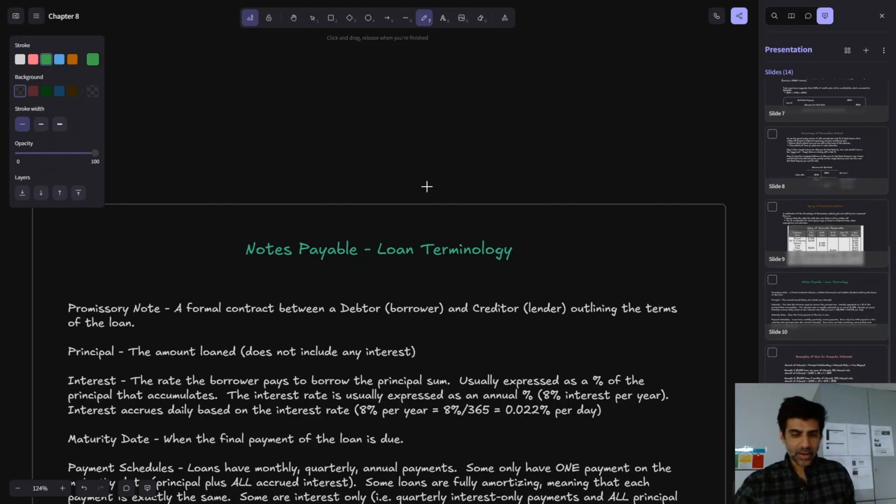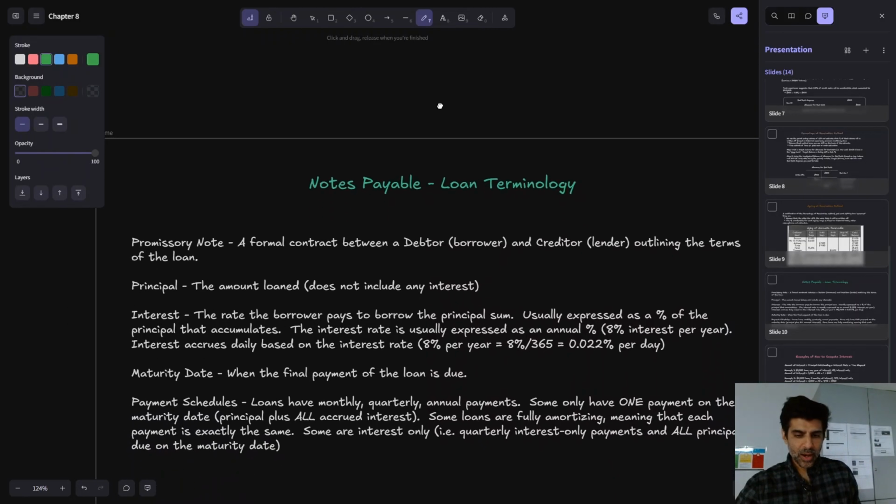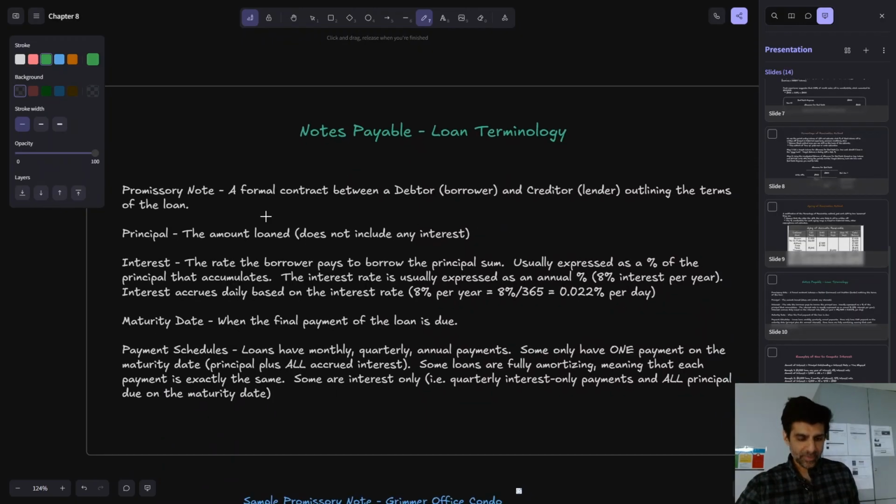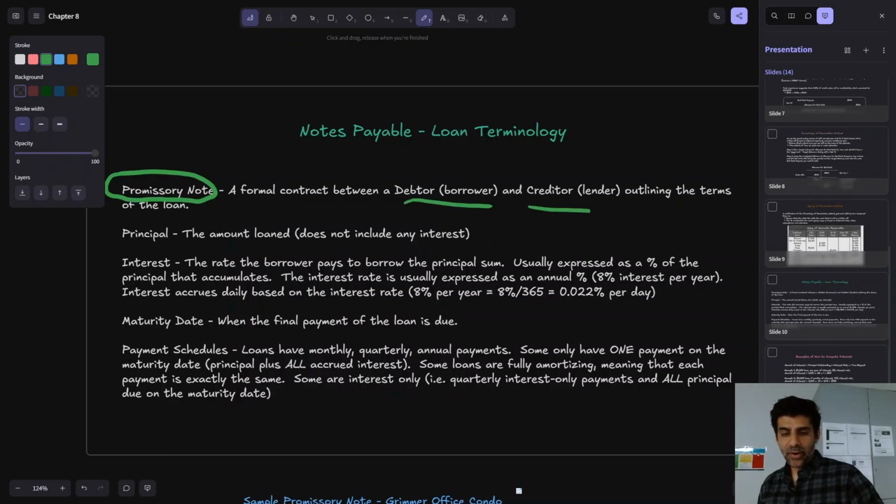Okay, so again, notes payable, it's very similar to accounts payable, except a couple things. Number one, there's going to be some formal contract that is going to outline the terms of this agreement between the borrower, the debtor, and the creditor.